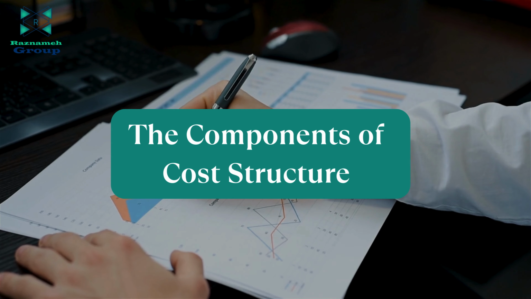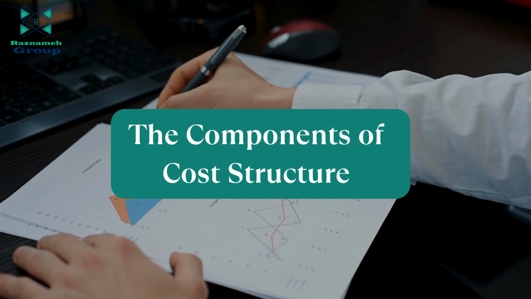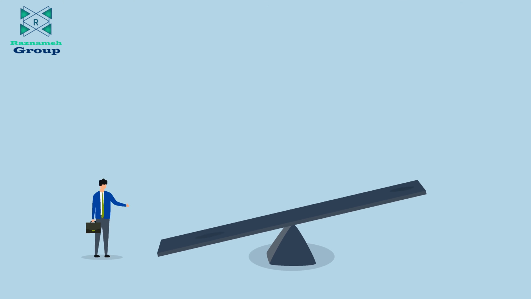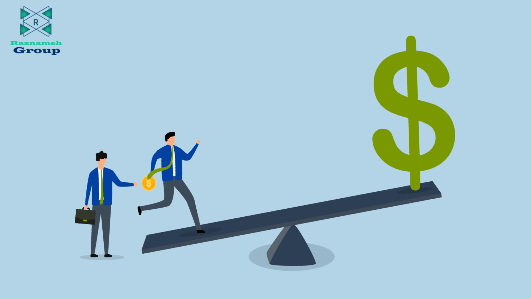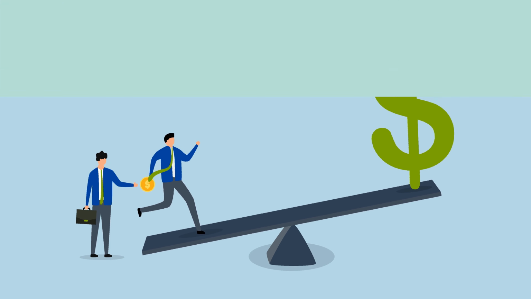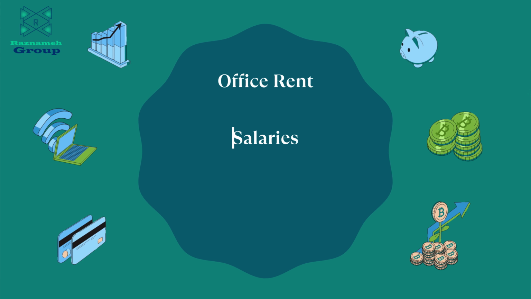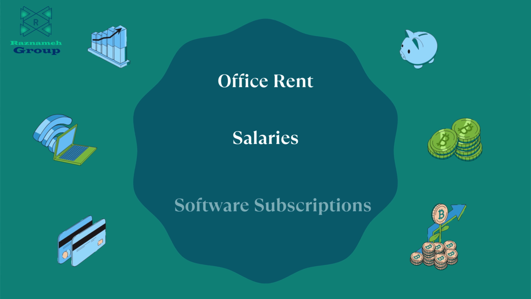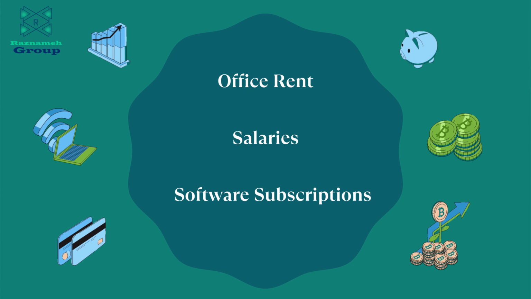Now let's break down the components of a cost structure, starting with fixed costs. These are the expenses that remain relatively constant regardless of your sales volume. Think rent for your office space, salaries for your full-time employees, and essential software subscriptions.